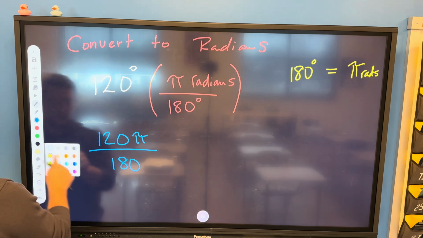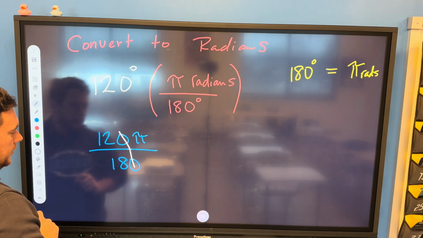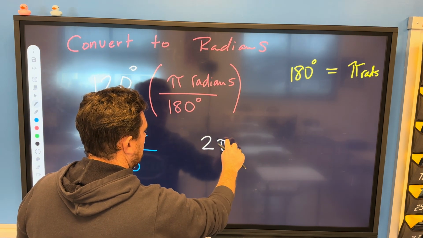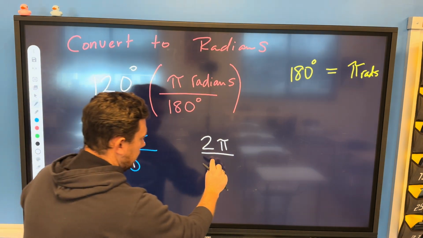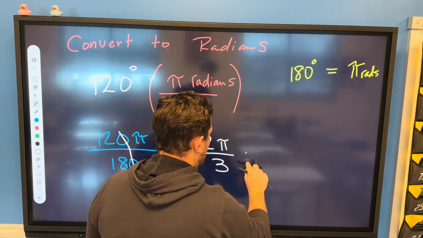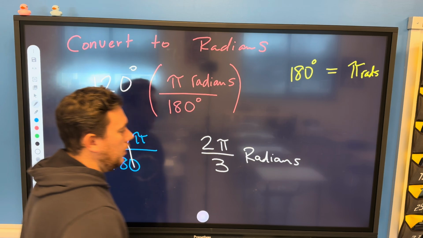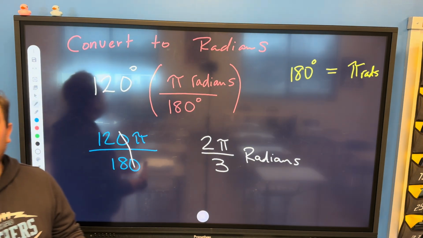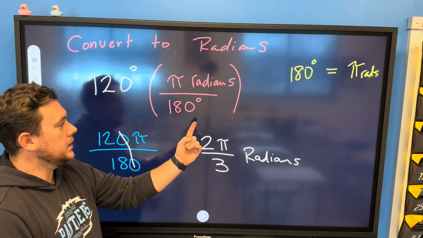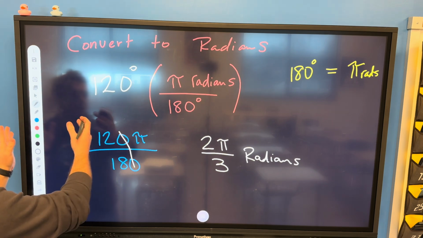We can simplify this, just lose the zeros, right? 12 and 18 are both divisible by 6. 12 divided by 6 is 2. 18 divided by 6 is 3. So 120 degrees is equivalent to 2 pi over 3 radians. No matter what your degree measure is, this pi over 180 allows you to convert it into radians like this. Okay, so that's from degrees to radians.